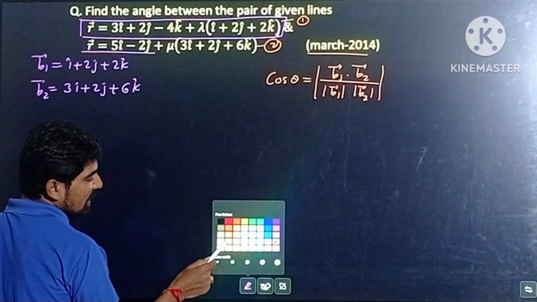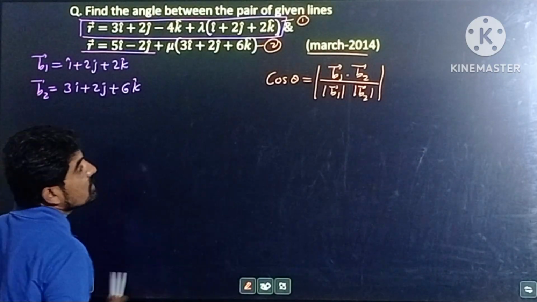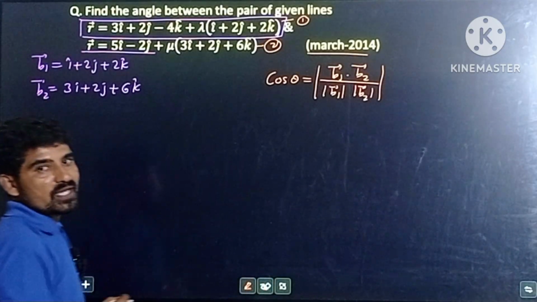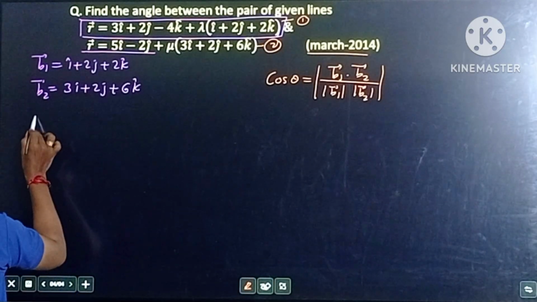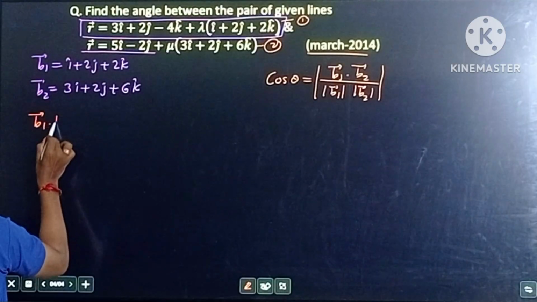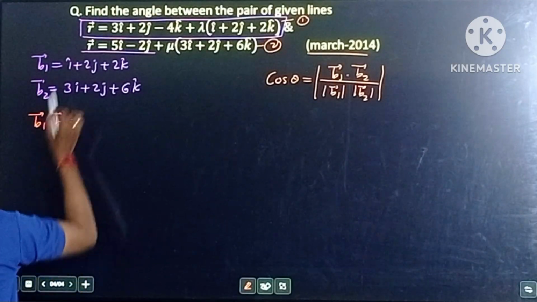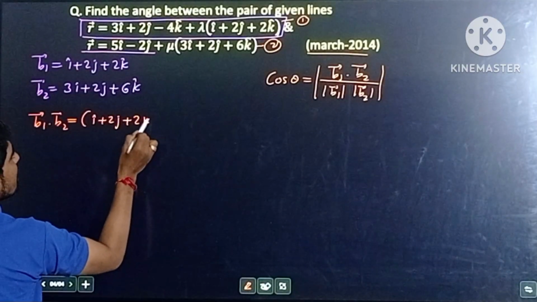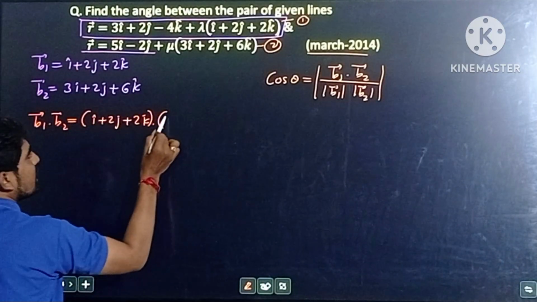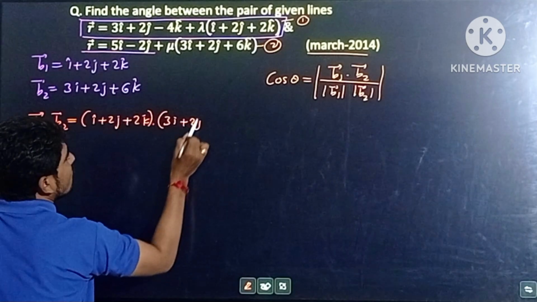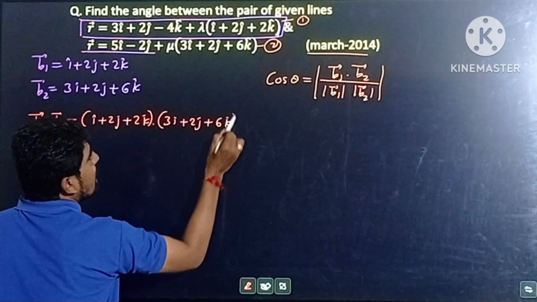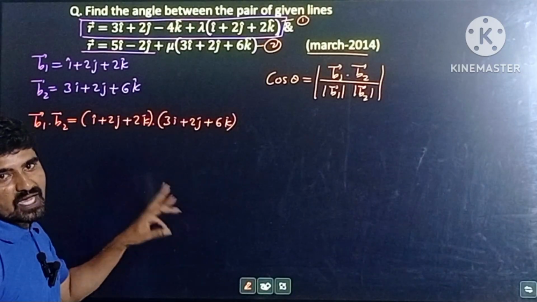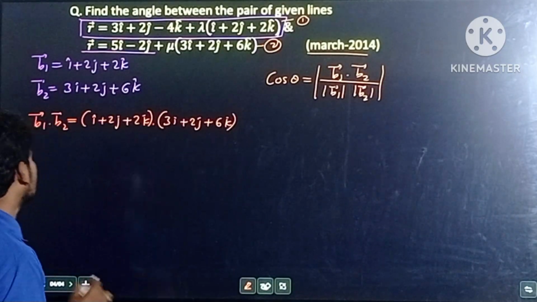So to identify the angle between these two given lines, we need b1 vector dot b2 vector, magnitude of b1 vector, and magnitude of b2 vector. Now b1 vector dot b2 vector equals i plus 2j plus 2k dot 3i plus 2j plus 6k, and the dot product of two vectors is obtained by multiplying the corresponding coefficients: i with i, j with j and k with k.